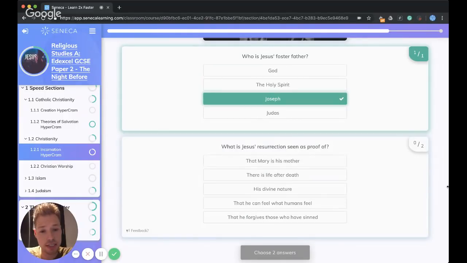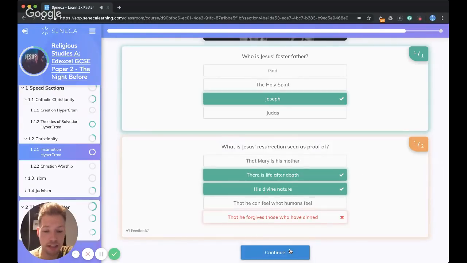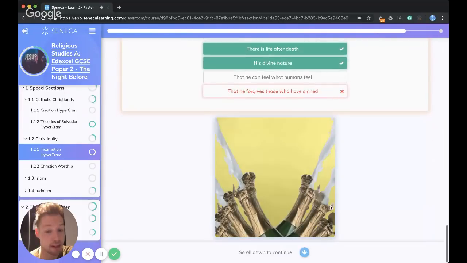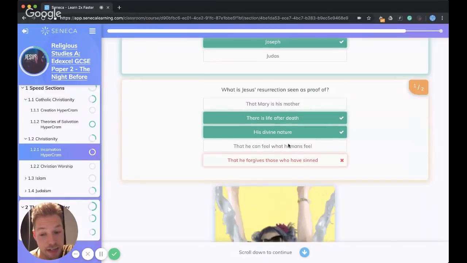And what is Jesus' resurrection seen as proof of? Do we remember from a little bit up there? Well, we've got his divine nature, and there's life after death. But he also does forgive those who have sinned. But the resurrection is life after death and his divine nature.